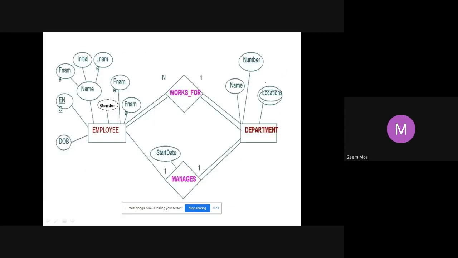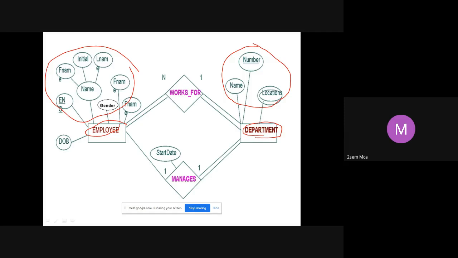Look at this example. Employee is one entity, right? And then you have department as another entity. Of course, employee has a set of attributes. All these are nothing but attributes of employee. And for the department also, you have a set of attributes. What are the attributes of the department? Name, number is the primary key, so it is underlined. Location is a multi-valued attribute. That is why you have shown it as a double ellipse.